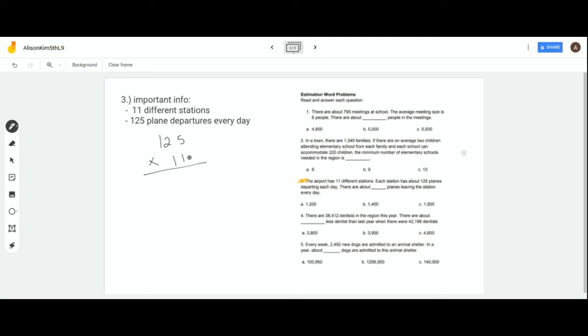Now we just multiply. So 5 times 1 is what? 5, right? So we put 5 right here. 2 times 1 is what? 2. And 1 times 1 is what? 1. Now we move on to this one. So remember the placeholder right here. Now 1 times 5 is what? 5. 1 times 2 is what? 2. And 1 times 1 is what? 1. So now we add.